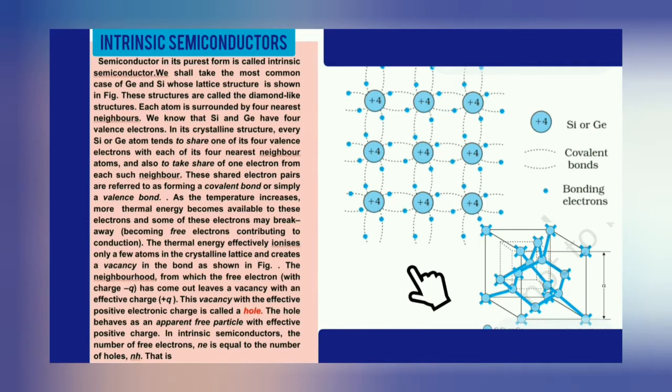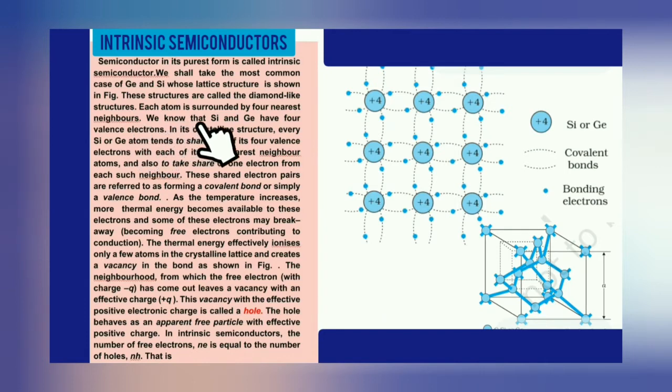Intrinsic semiconductor means a semiconductor in its purest form. Usually, silicon and germanium we are taking as semiconductors. Here, this is the crystal structure of germanium or silicon. Here we can see that this structure is called the diamond-like structure. Each atom is surrounded by 4 nearest neighbors.